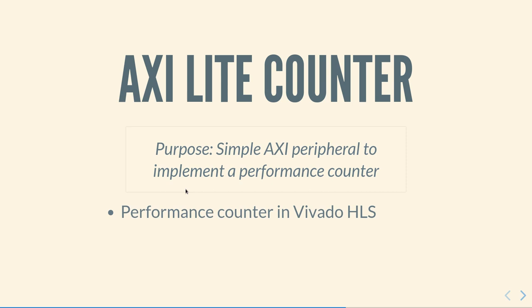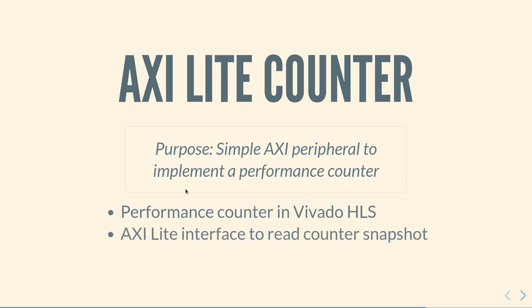We will first implement this performance counter using Vivado HLS. Implement an AXI Lite interface that will allow us to read out snapshots of the counter into the MicroBlaze or any other AXI Lite compatible processor. In our example, of course, we will use the MicroBlaze. And finally, we will show some example code that can be used to profile the time taken by functions to execute.